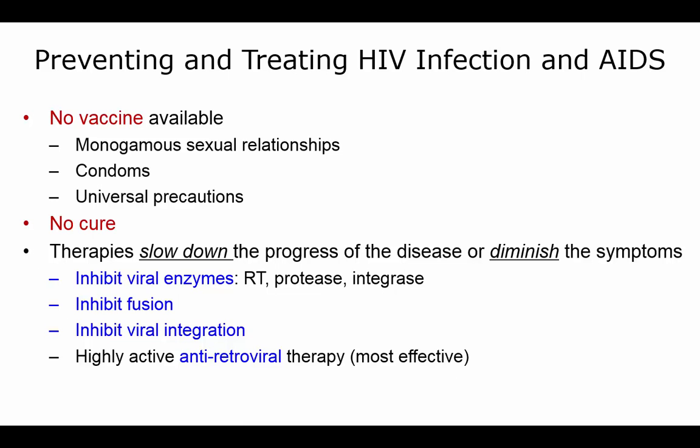There's no vaccine. The best prevention is monogamous sexual relationships, condoms, and universal precautions. There is no cure, but they can use therapies to slow it down or diminish the symptoms. They can inhibit viral enzymes: RT, protease, and integrase. They can try to inhibit fusion and inhibit viral integration, but highly active antiretroviral therapy is the most effective treatment for it.